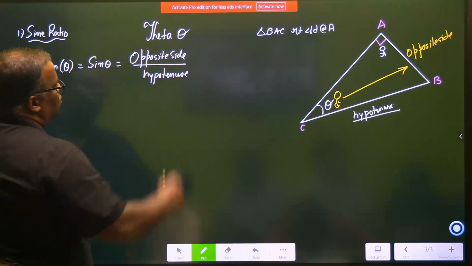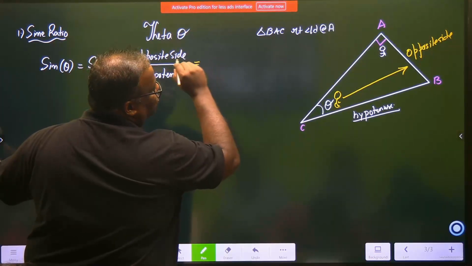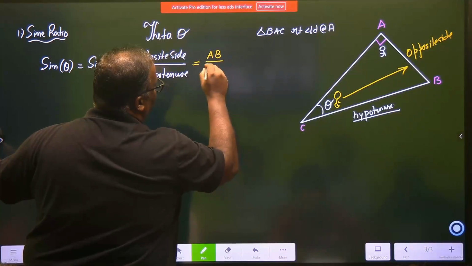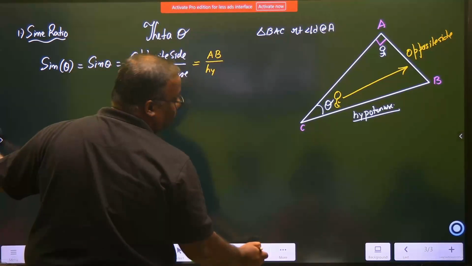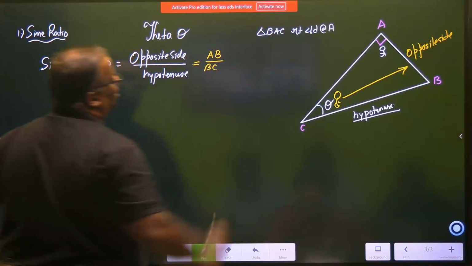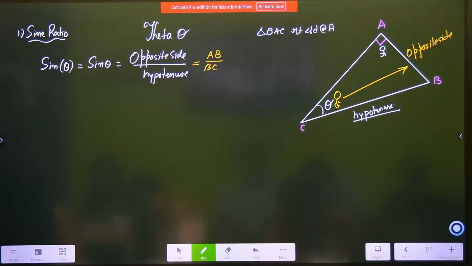So my opposite side in this case would be what, children? AB upon hypotenuse. And what is the value of hypotenuse? BC. Is this fine with all of you? This is the sine ratio. Sine is always opposite side by hypotenuse. Okay.